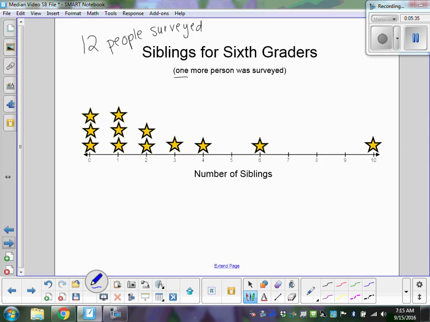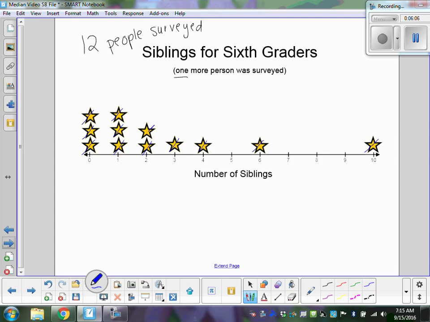So I'm going to cross off the lowest, greatest, least, greatest, least, greatest. And notice since they're on this line plot, they've already been ordered from least to greatest. Least, greatest, least, greatest, least, greatest, least, greatest.